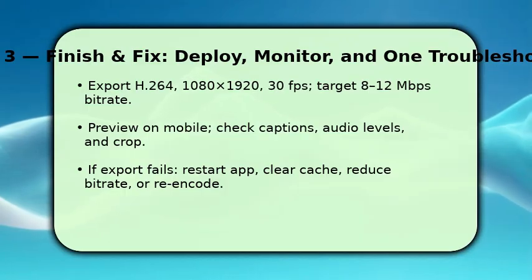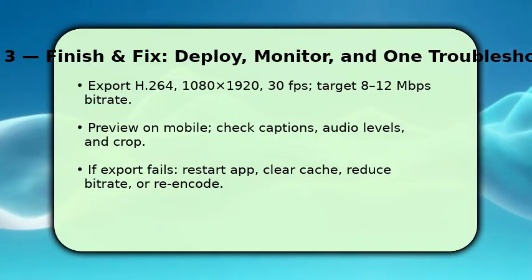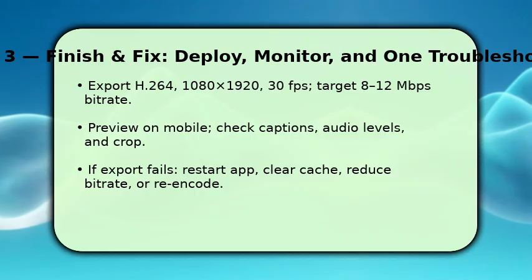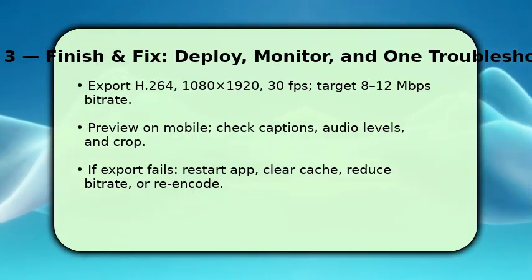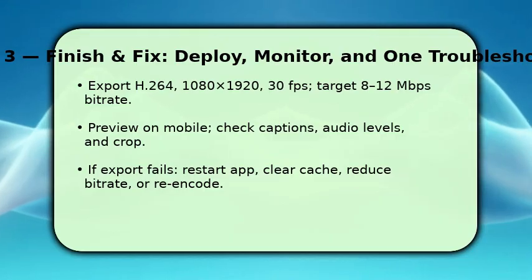If something goes wrong, for example export stalls, restart the app, clear Clipchamp's cache, reduce bitrate slightly, or re-encode the source clips. That typically fixes common errors without losing your edit.